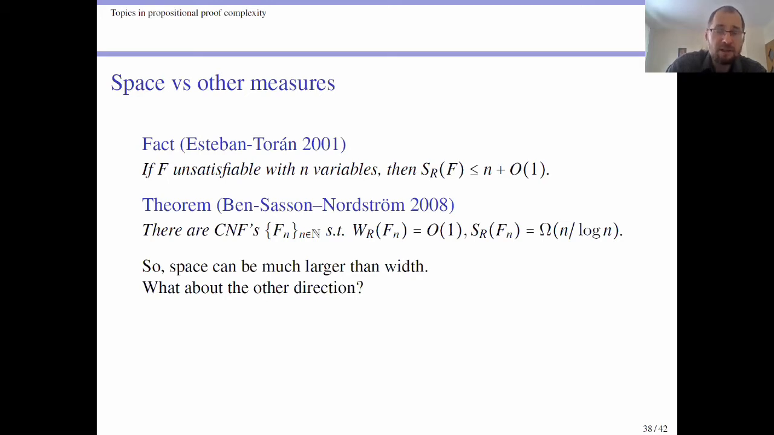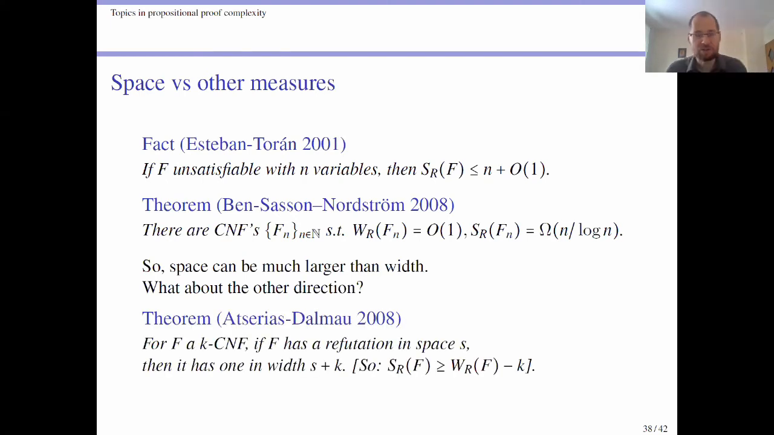But that leaves the other direction. The other direction was actually solved a little bit earlier, though the journal publication was the same year as this conference publication here. The other direction, it turns out that there is a connection. There is at least an inequality. Namely, this is what Seriously Dalmau games were originally introduced for. It turns out that space is more or less lower bounded by width.